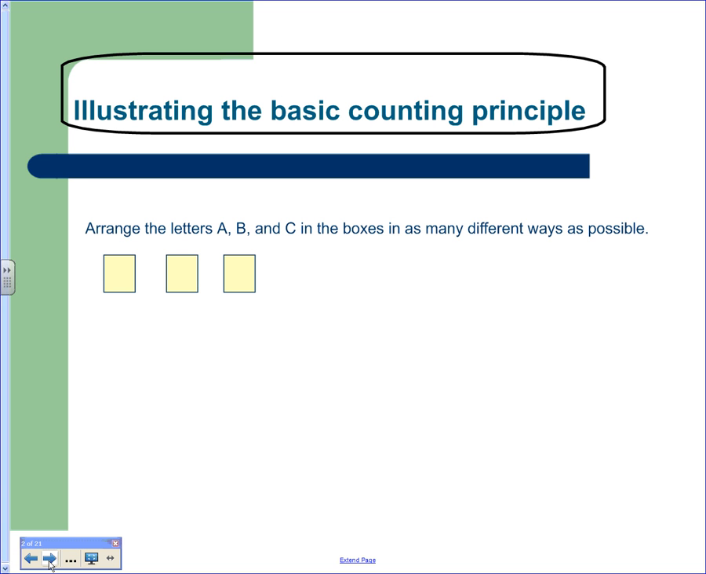So, all right, we want to start by arranging the letters A, B, and C in our boxes in as many different ways as possible. So, on your paper, write down all of the ways that you can rearrange A, B, and C.